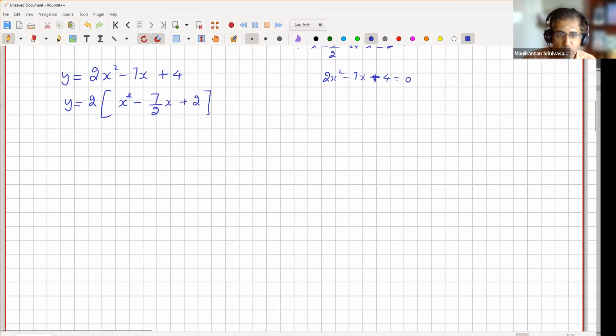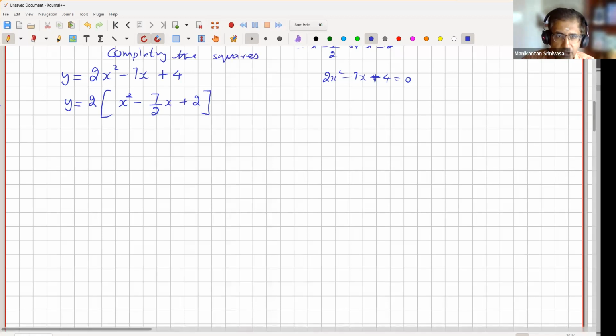Okay, so what we are learning here is a technique called completing the squares. You might have heard the word completing the squares. I'm not sure. Some of you might have heard. Completing the squares is what we are doing here. Okay, so what square are we completing here? So we took the 2 outside, so far very clear.